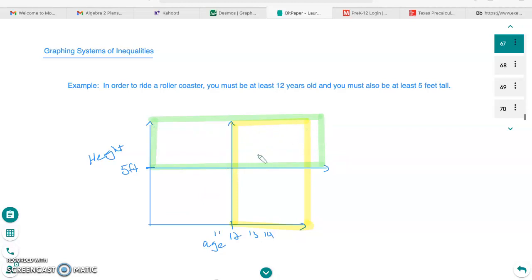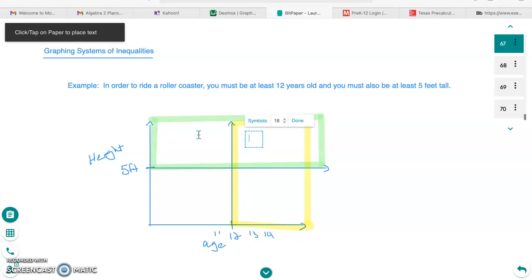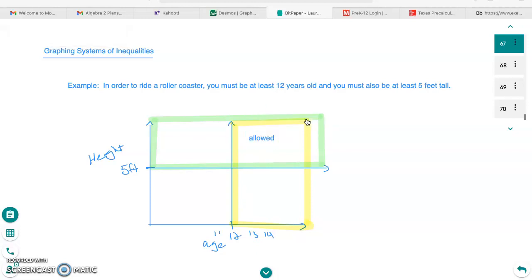Anybody who is in this quadrant is allowed to go on the roller coaster. So these people are allowed, because they are more than 12 years old and they are taller than 5 feet. If you have 5 feet or taller. So these people down here, they are old enough, but they are too short.